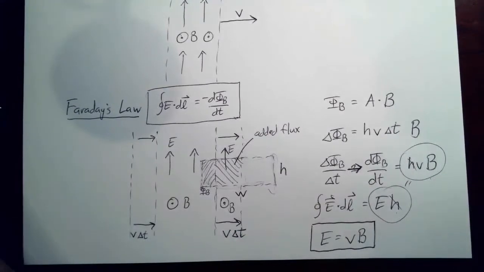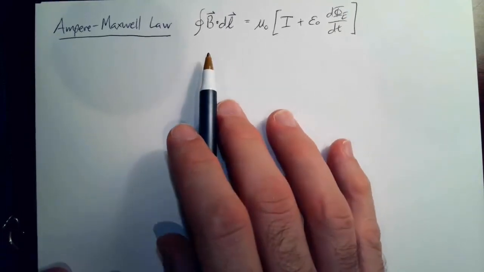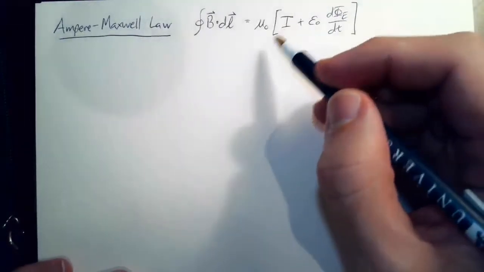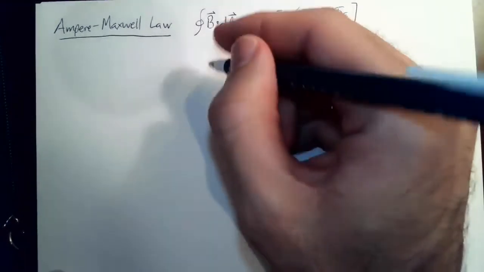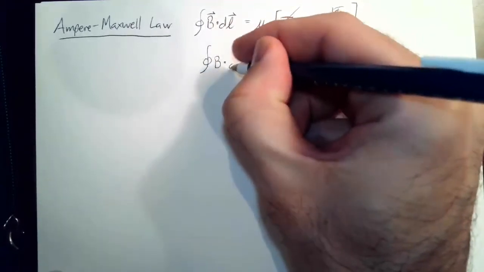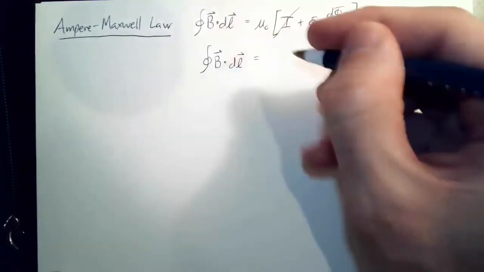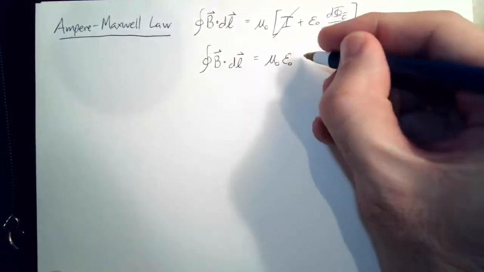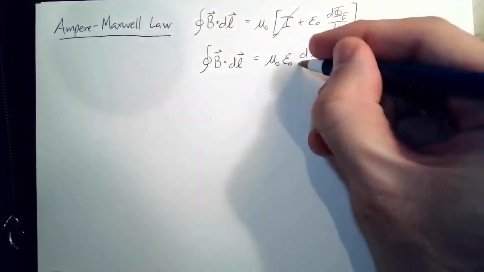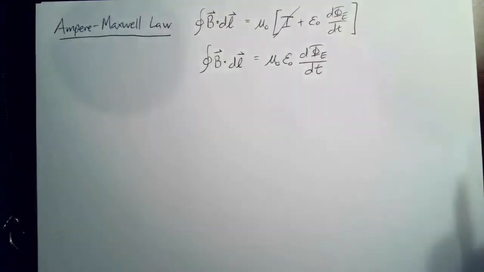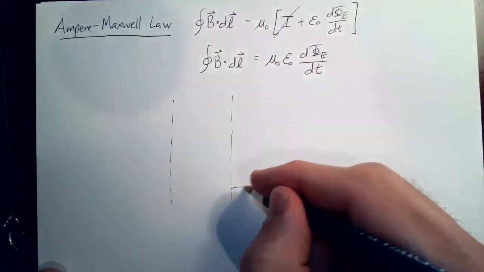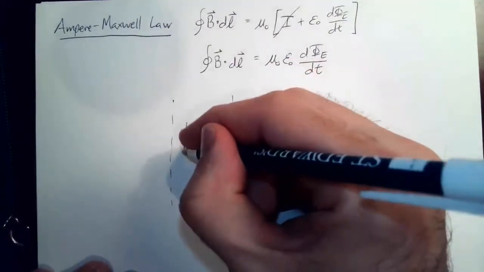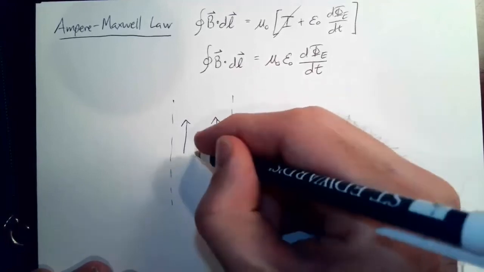All right, next we're going to use the Ampere-Maxwell law. Okay, so here's the Ampere-Maxwell law. And there is no current in our problem, so this term is 0. And so it simplifies to mu naught epsilon naught times the rate of change of the electric flux. Okay, so back to our slab. It's moving to the right with a velocity v. Electric field is pointing towards the top of the page.